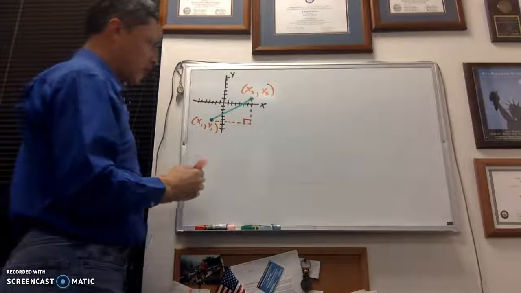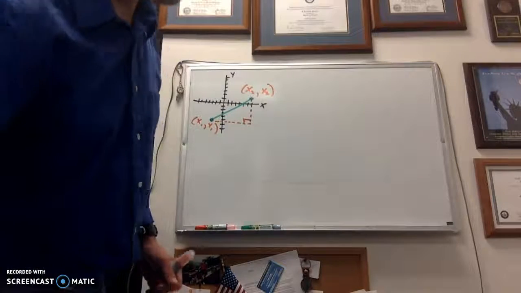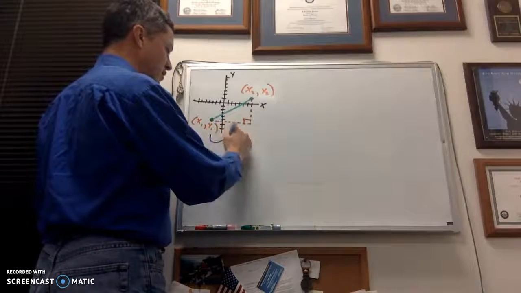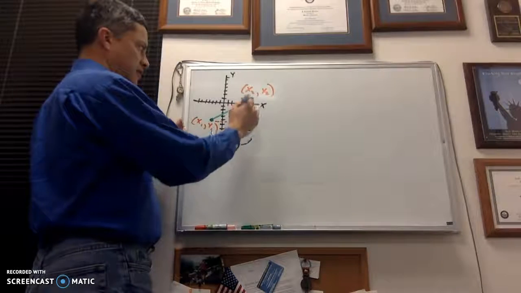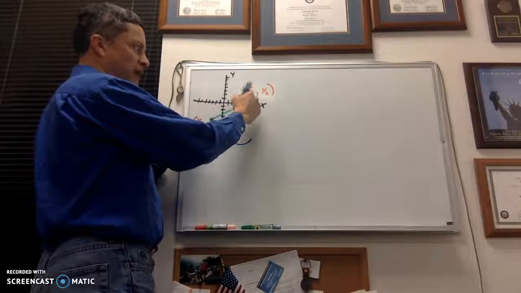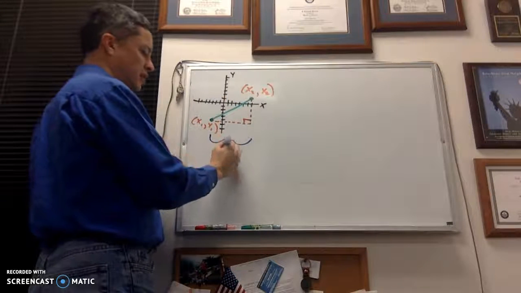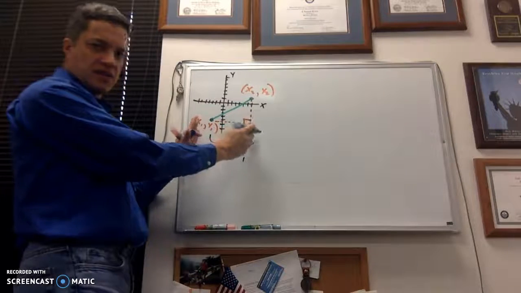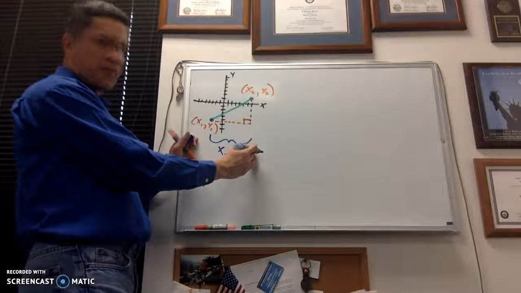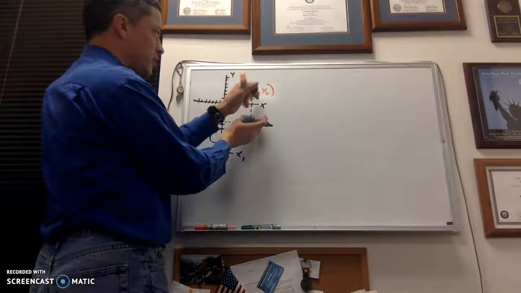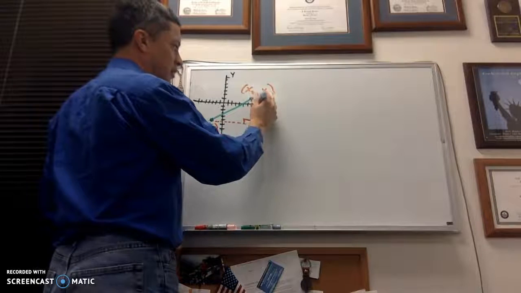Okay, now let me take this horizontal distance here, and if I was to figure out what that was, and if I subtract x2 minus x1, would you agree that that would give me the distance horizontally here? Let me do the same thing here. For my vertical, let me go y2 minus y1.